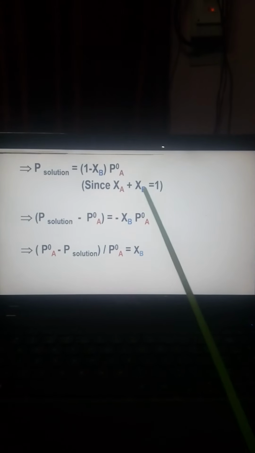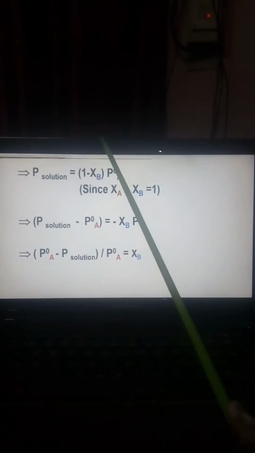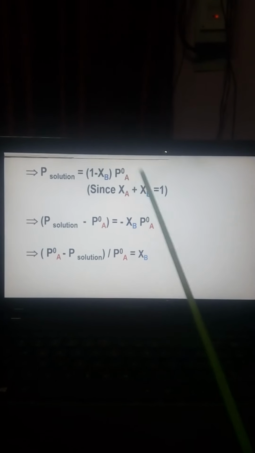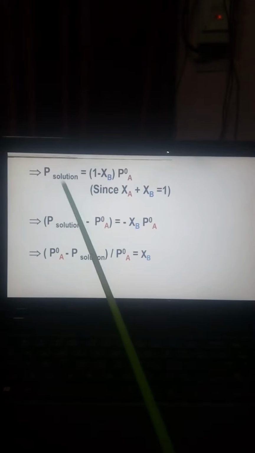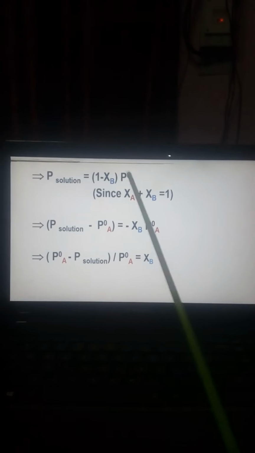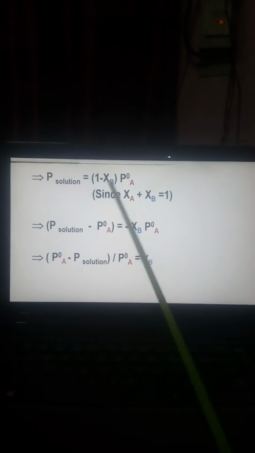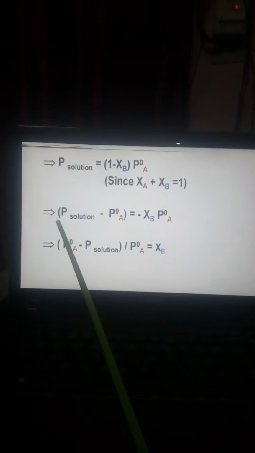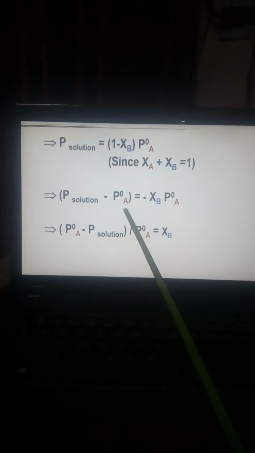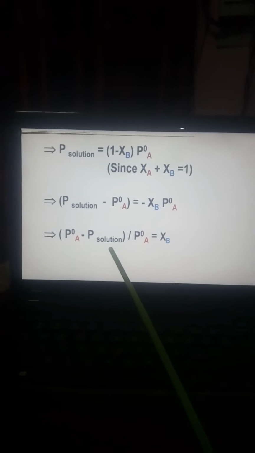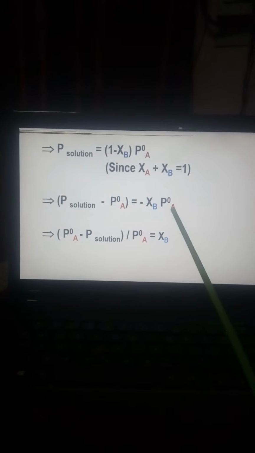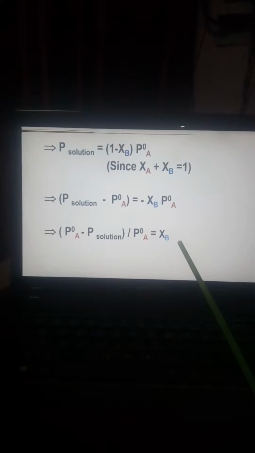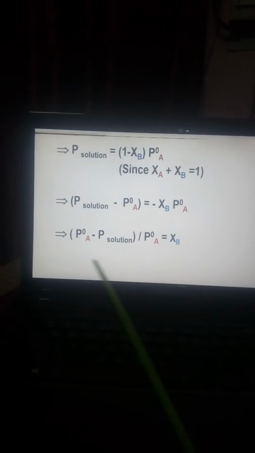The sum of the mole fraction of each component will be equal to 1. So XA will be equal to 1 minus XB. That means P solution will be equal to this. Now if you rearrange this, it will be P solution minus P naught A equal to minus XB P naught A. If you multiply it by minus 1, it becomes P naught A minus P solution. Now P naught A you bring to that side, so divided by P naught A, that will be equal to XB. That means this is the relative lowering of vapor pressure.